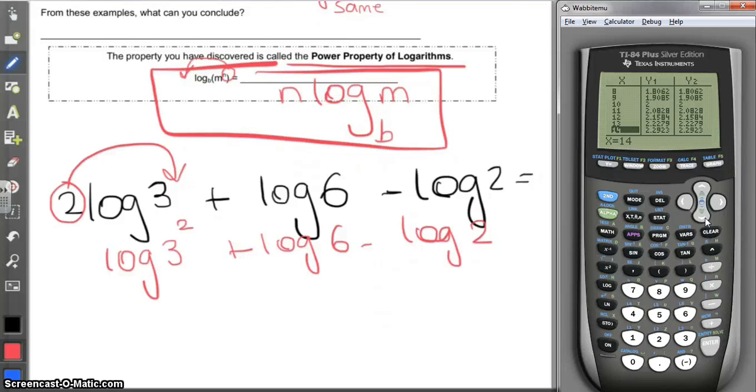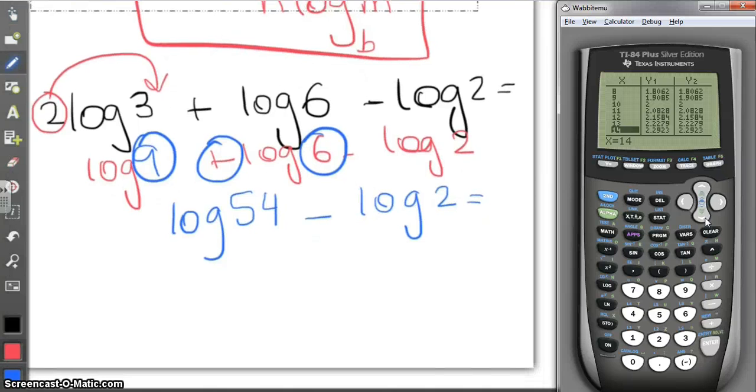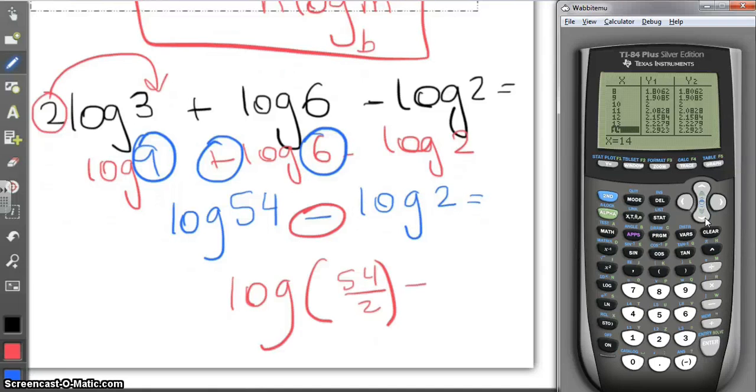Now 3 to the power square is just 9. 3 square is just 9. I'm going to put that. Addition means you're basically multiplying. So log 9 times 6 would be how much? 54. So log of 54 minus log of 2. Now remember, every time you are subtracting, it means you can go to dividing. So log of 54 divided by 2, which is log of 27.